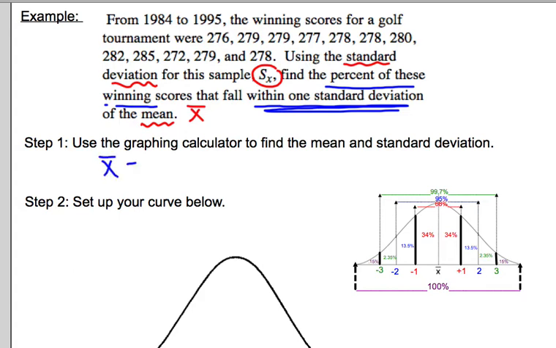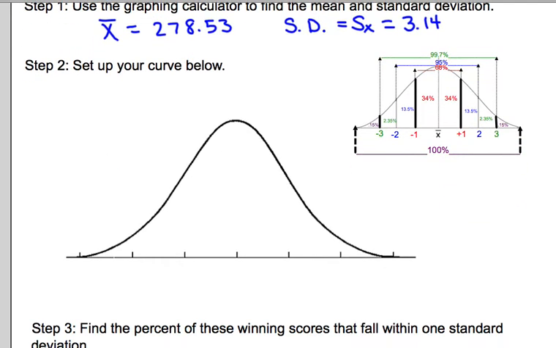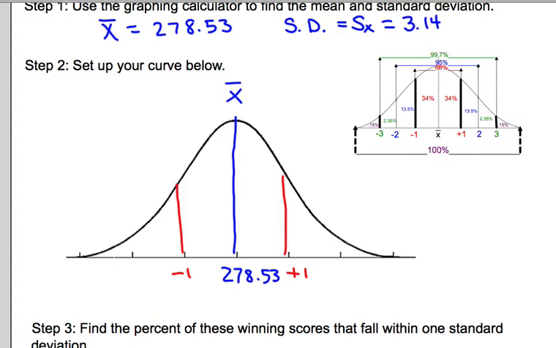So our mean was 278.53, and then our standard deviation, which was the S of x in the calculator, was approximately 3.14. Now I'm going to head down to my normal distribution curve. Create my middle, my mean. My mean was 278.53. Now we only have to worry about 1 standard deviation to the right and 1 standard deviation to the left. But we only want the scores that fall in there, and what is the percentage.